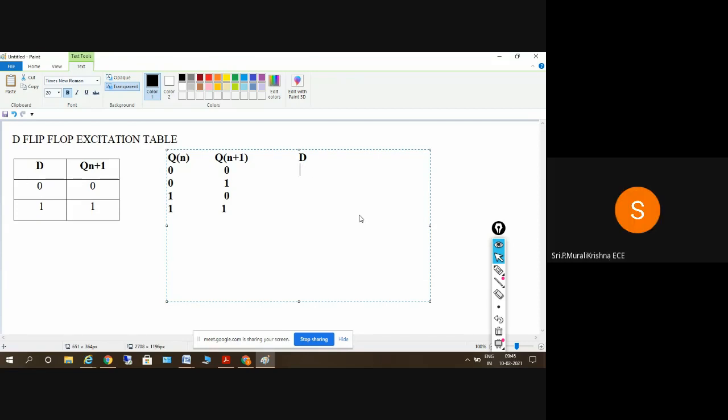So what is the D value now? Q of n plus 1 is D, right? So what is the D value? Yeah, this is 0, fine. So Q of n plus 1 is equal to D. So D is also equal to Q of n plus 1.